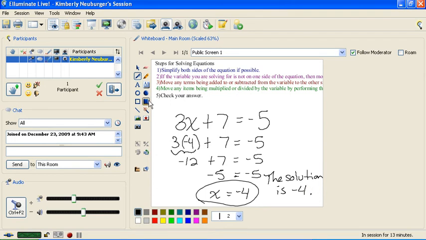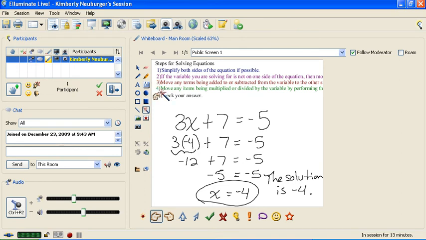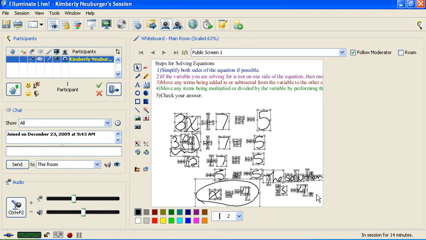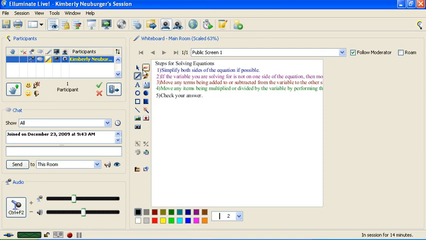Now, we have used step 3, 4, and 5. Let's take a look at a problem that would also have us use step number 2. So for this next problem, we're going to do 5x minus 4 equals 6x plus 7.